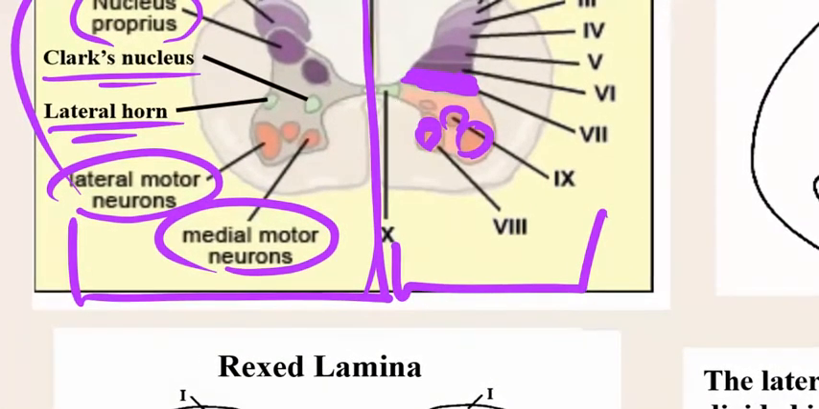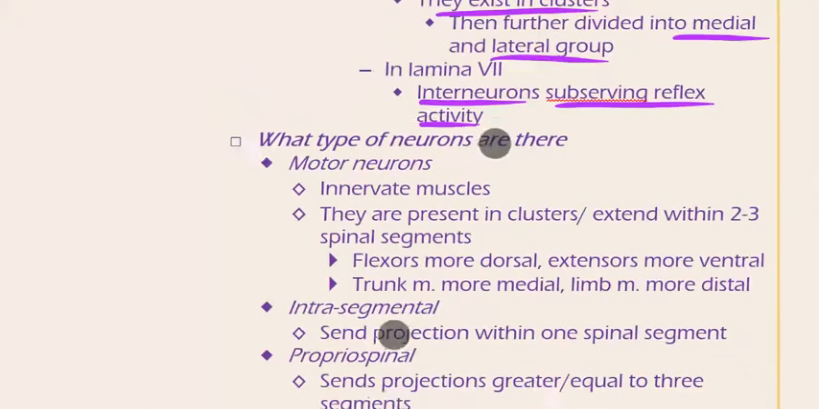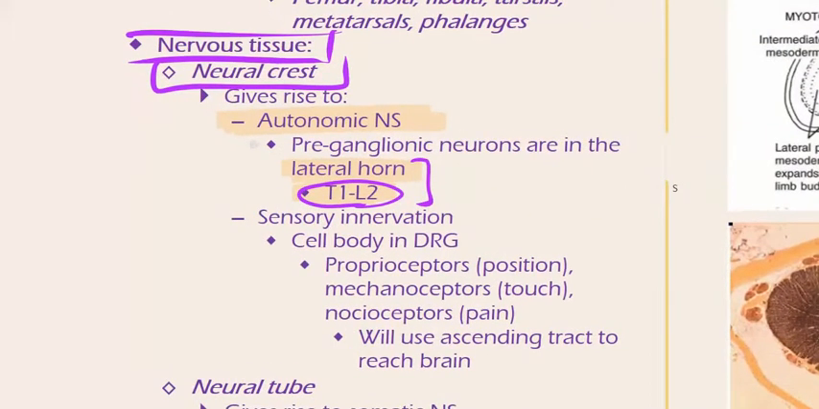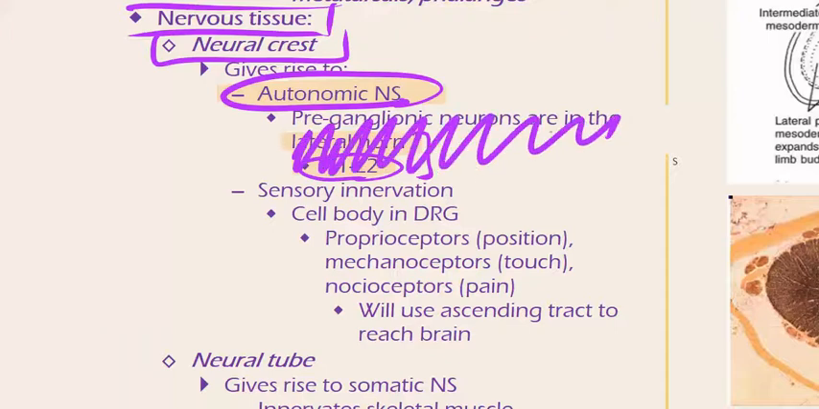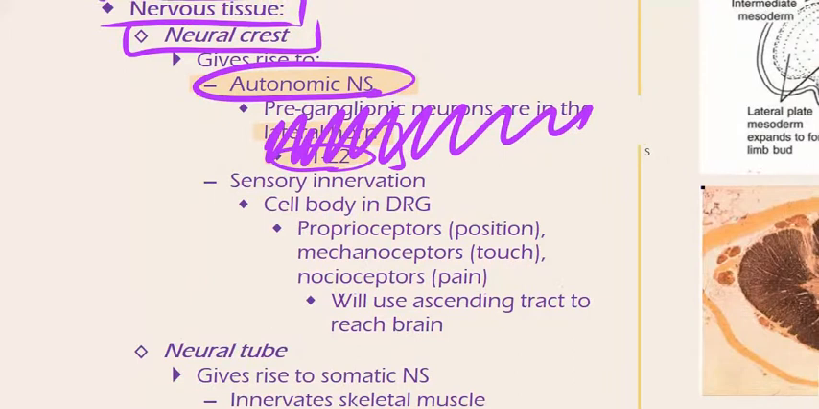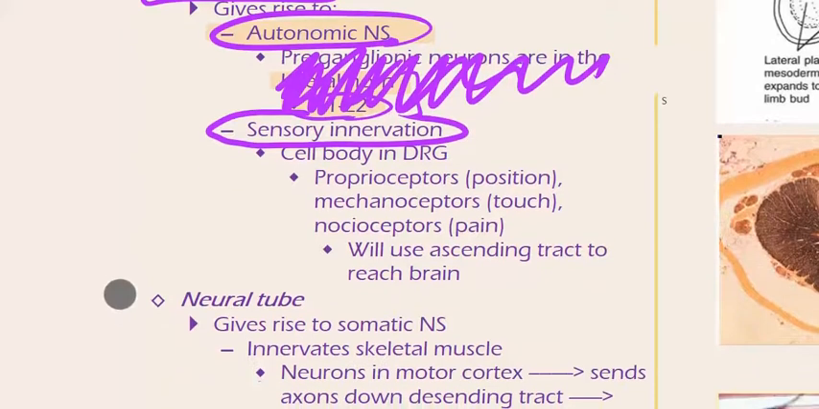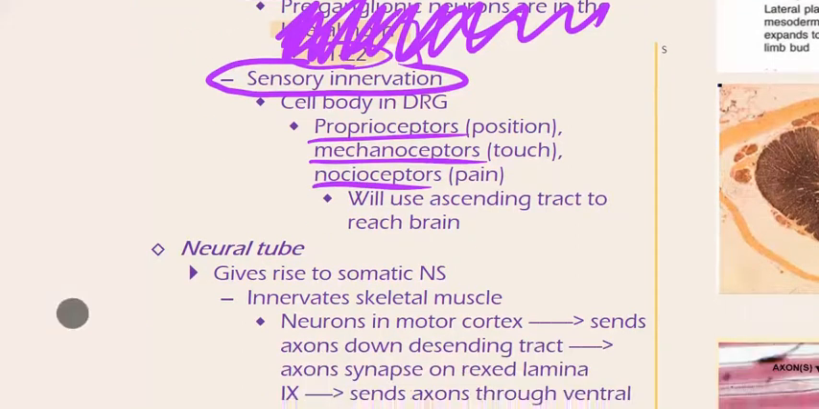That's right. Wait, what is sensory called? The sensory is neural crest. All right, let's go over this one more time. Okay, so neural crest cells are going to give rise to your autonomic nervous system. Don't worry about this. I would specifically say postganglionic. But just know that they give rise to the autonomic nervous system, and they're going to give rise to the sensory innervation. What do we mean by sensory innervation? Like the proprioception, mechanoreceptors, and nociceptors.